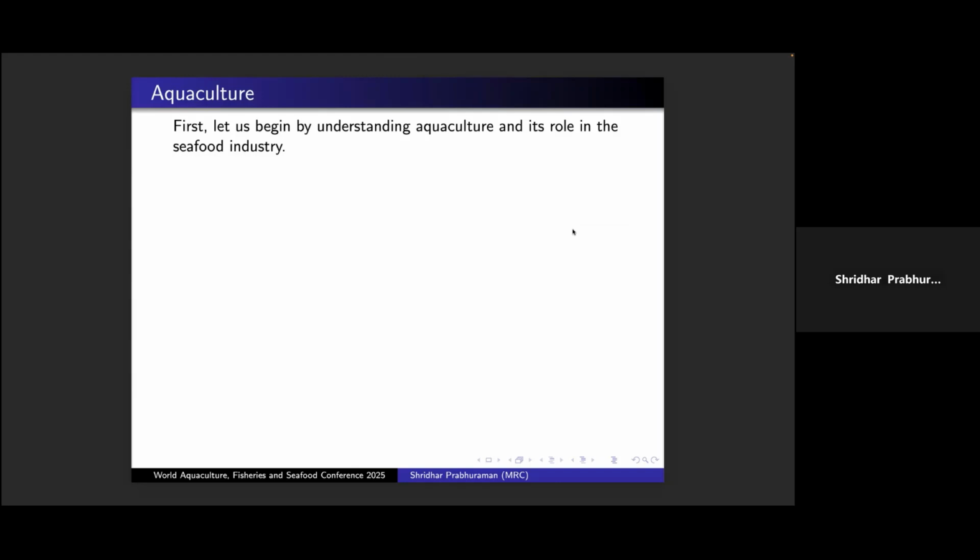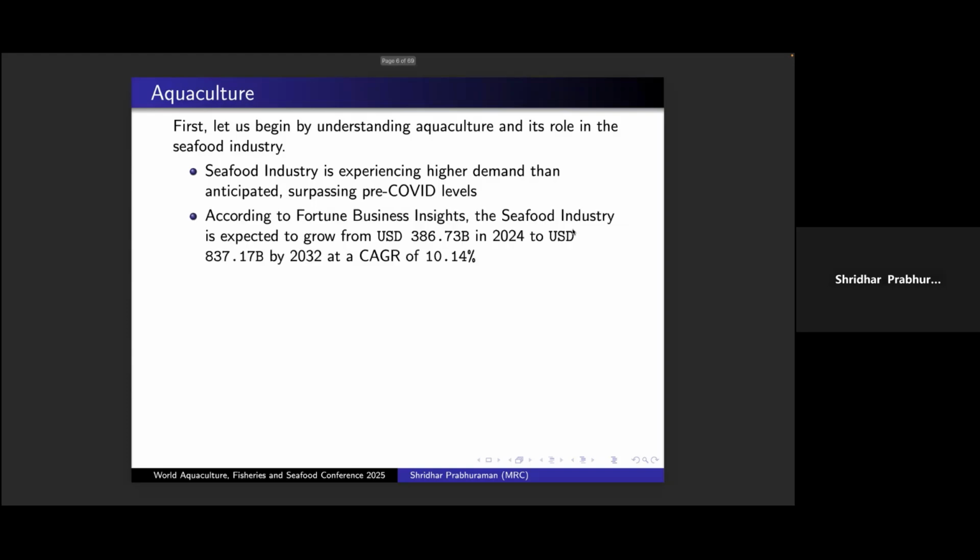So let's first begin by understanding what aquaculture is and its role in the seafood industry before we lead to the problem statement that we have. Now, the seafood industry is experiencing an extremely huge demand, which is much more than the anticipated level. What we had pre-COVID, it's even surpassing that.